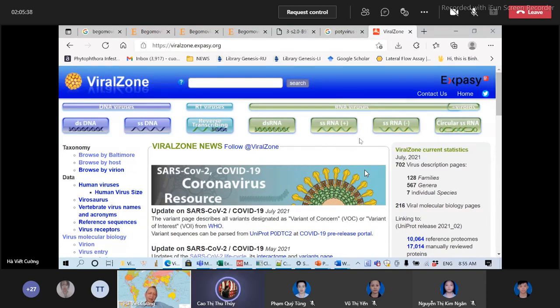And the grouping of the viruses using this system is based on what criteria? Based on what criteria?